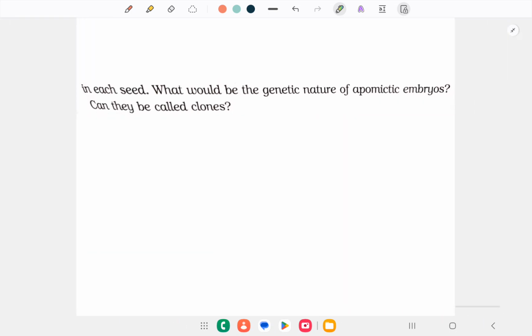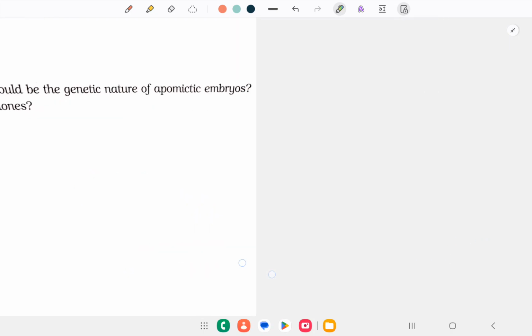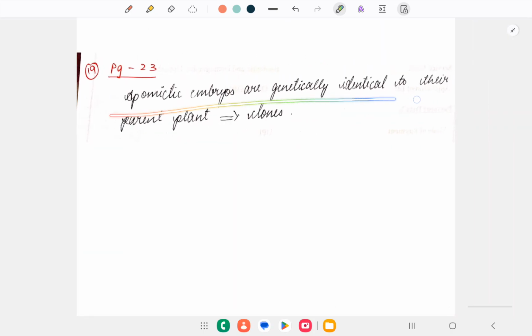Moving on to the next question in page number 23, our last question. That is, what could be the genetic nature of apomictic embryos? Genetically, they'll obviously be similar to their parents. When the offspring is similar to its parent, we can easily call them clones. So that is why apomictic embryos are genetically identical to their parent plant, and so they are called clones.